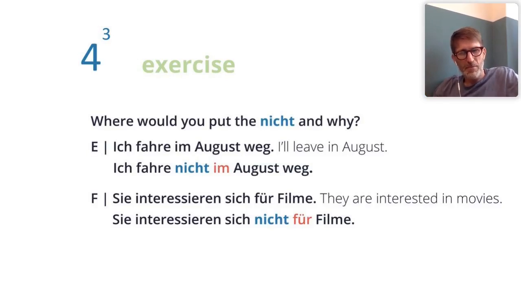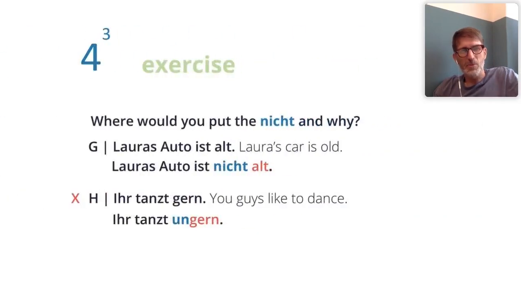Yeah, we have the preposition here, im, so no brainer, just put the Nicht in front of it. That's in most of the cases the best way to do so. And in F, you already see this. Sie interessieren sich nicht für Filme. You have a preposition called für, and you simply blindly can put the Nicht in front of it. Very simple.